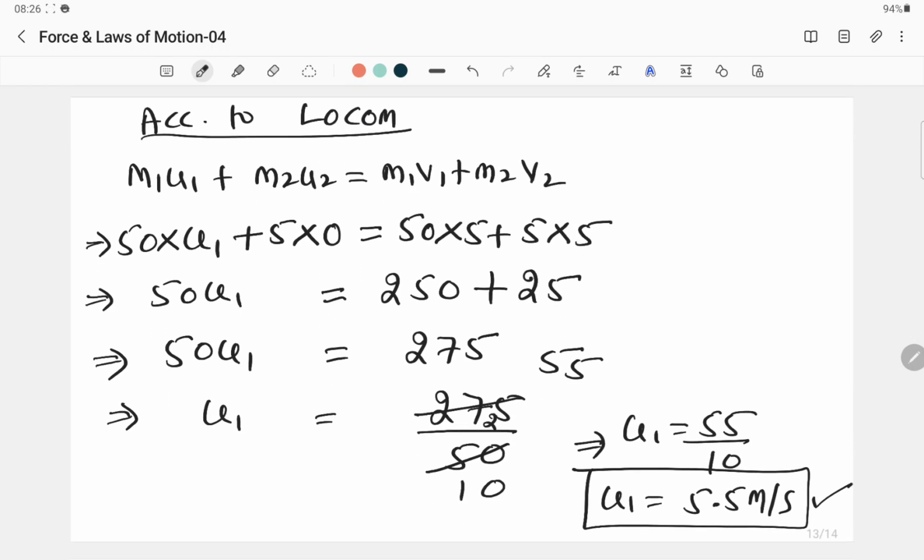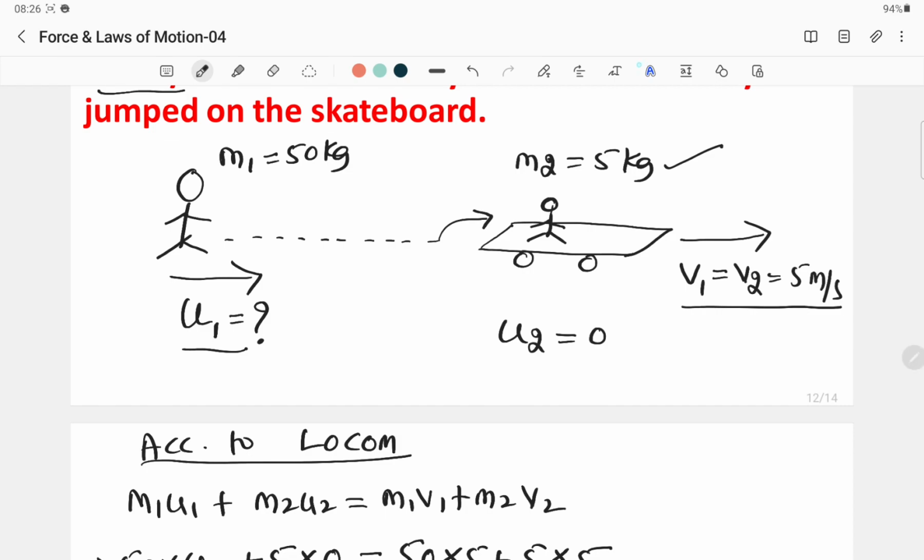All right, see here the boy is moving in this direction. We did not talk about anything about that. Now these velocities are also in the same direction, correct? They are also along this direction only. That's why I took this as positive and this also came as positive.